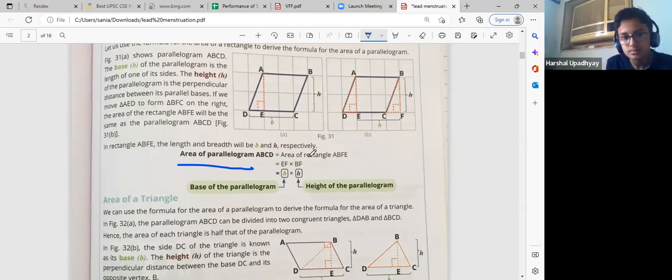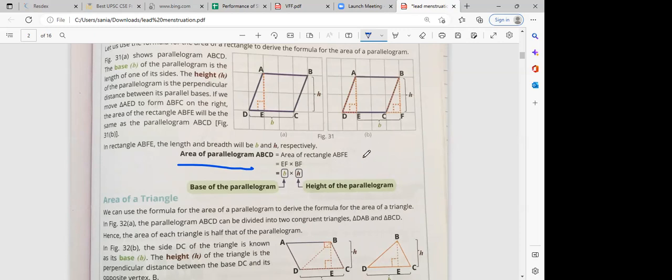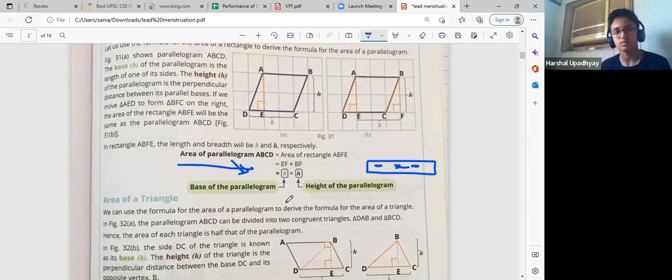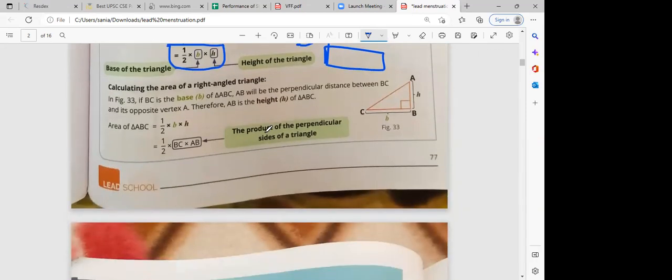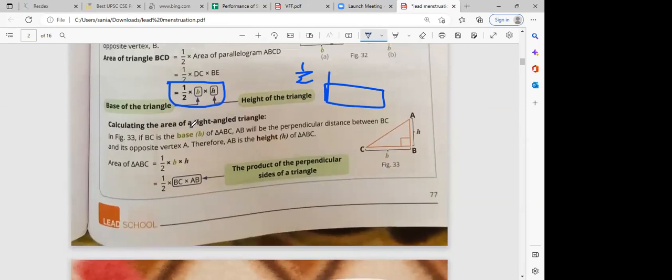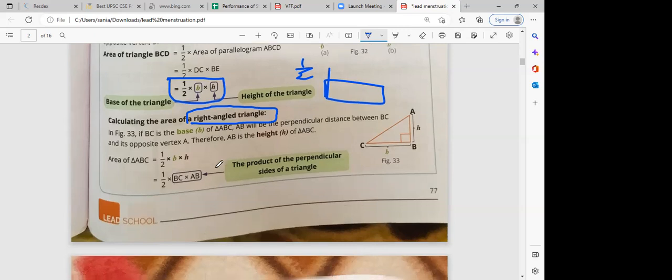Remember one thing, area of parallelogram is always equal to area of rectangle. You will first write area of parallelogram, then the formula, and in brackets you will write area of parallelogram is equal to area of rectangle. Clear? Then coming to area of triangle, it is half into base into height. Then you will write in a box: area of triangle is equal to half area of parallelogram. Then there is the right angle triangle, where it is half into base into height at that time as well. Clear?